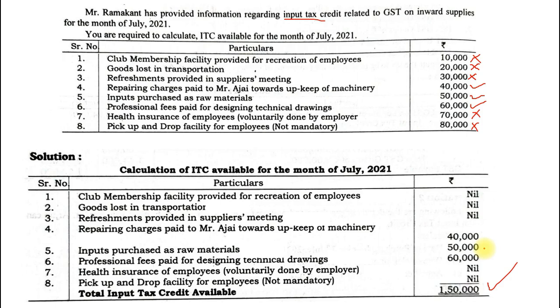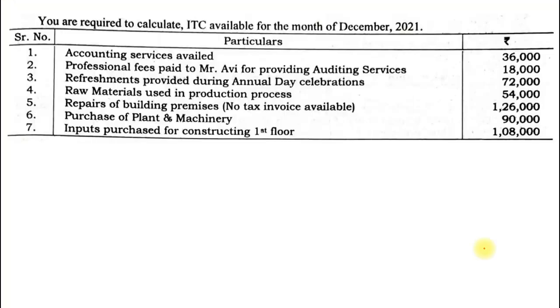Now let us take up another question. You are required to calculate ITC available for the month of December 2021. Okay, again, first we'll just mark out here and then the solution. Accounting services availed, yes, it's a normal activity, normal service, on that, yes, ITC can be availed. Professional fees paid to Mr. Avi for providing audit service, yes, it's a normal service, will be available. Refreshment provided, no, cannot be availed. Raw material used in the production process, okay, normal production process, yes, ITC can be availed. Repairs of building premises, no tax invoice available.